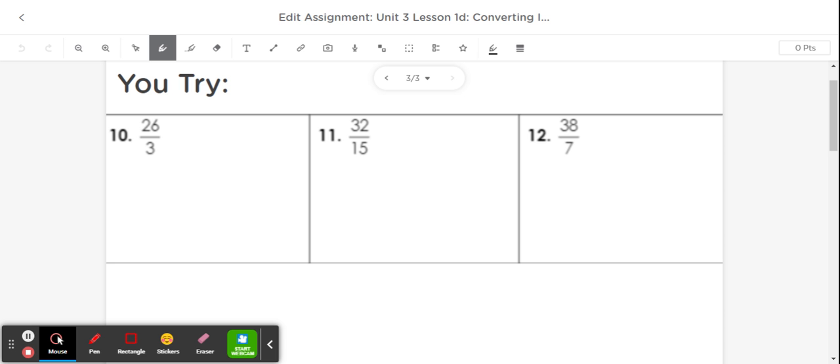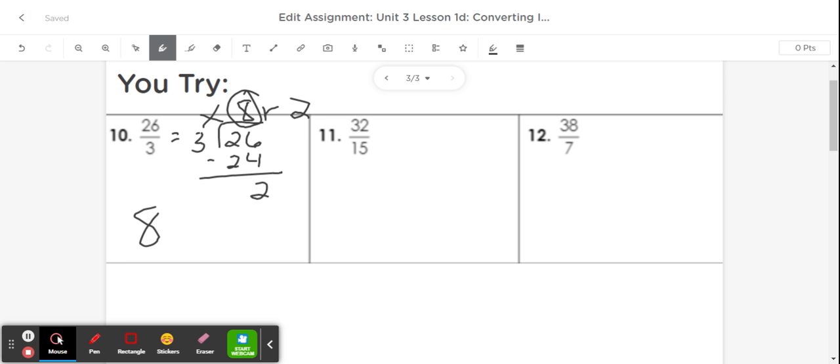All right, let's look at this. We should have had 26 divided by 3. Well, I know 3 times 8 is 24. I'm going to subtract this. Gives me 2 left over. Remainder 2. Remember, whole number, remainder, pieces, denominator stays the same. Okay, let's try the next one.